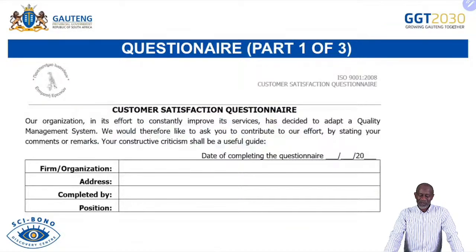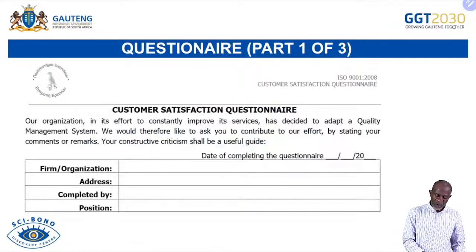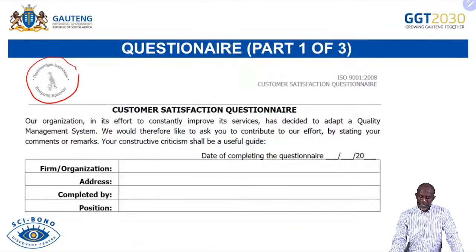Here is an example of a questionnaire, and this is part 1 of 3, where the personal details are needed as well as the date. So the customer satisfaction questionnaire must indicate information such as the logo, as you can see here, which identifies the business. Can you see the safety levels that the business provides? The ISO number.